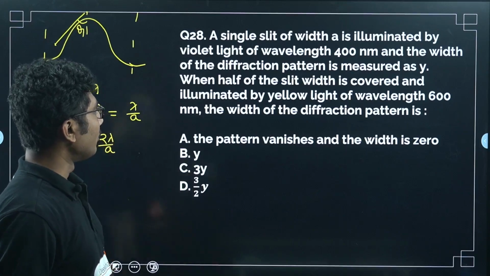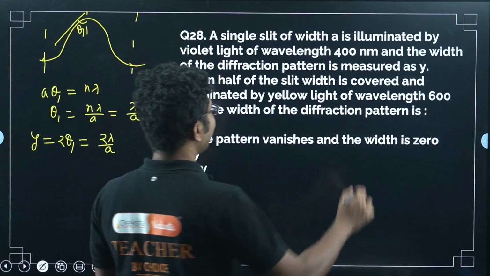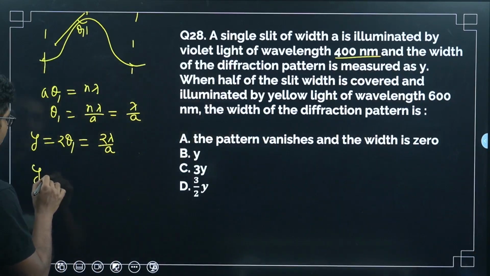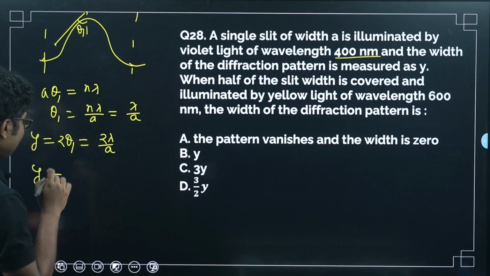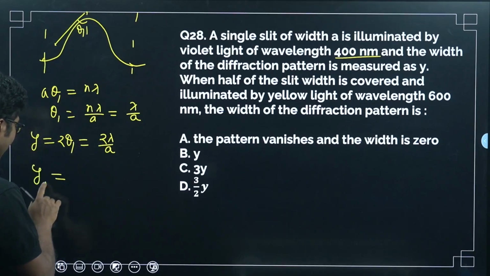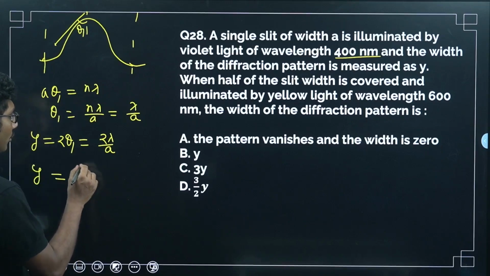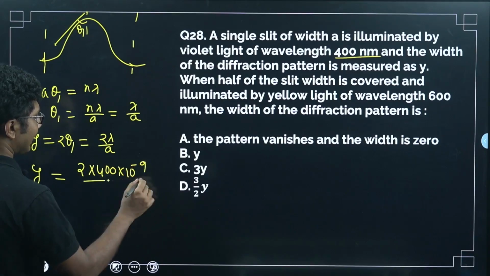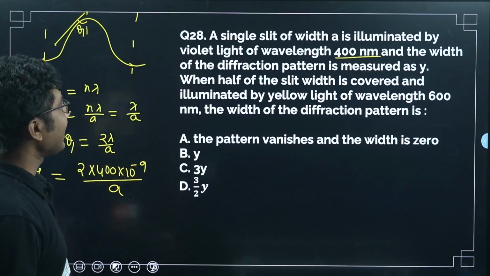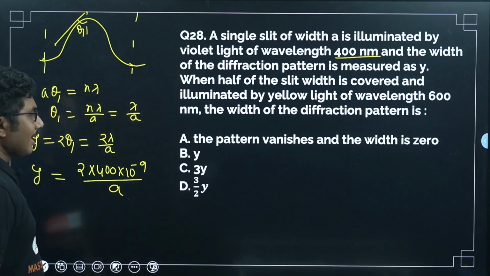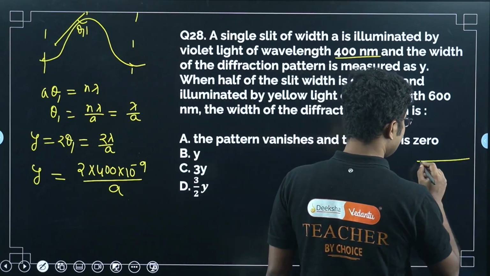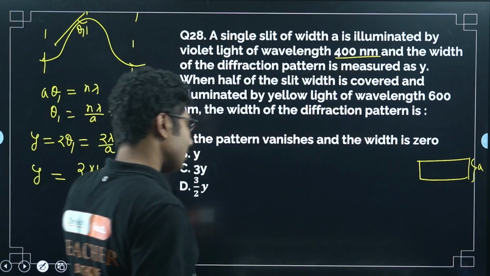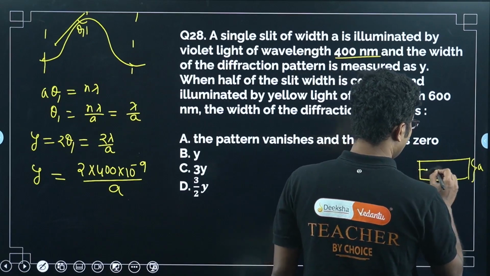So first of all, they are using violet light of wavelength 400 nanometer. For violet light, what was the width? The width is y, it was given. So y equals 2 times 400 times 10 to the power of minus 9 by A. Now what have they done? Initially the slit width was A, so this was the width of the central maximum.